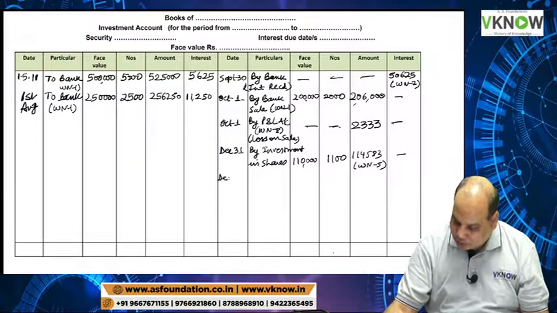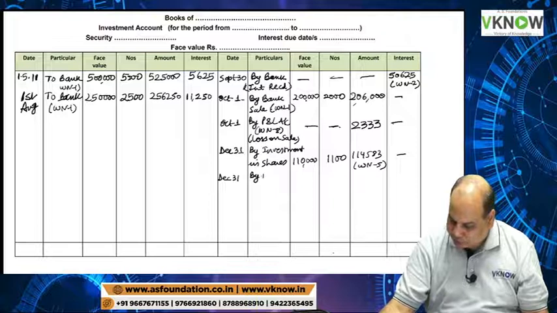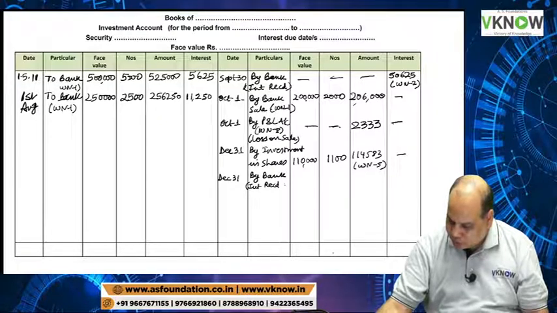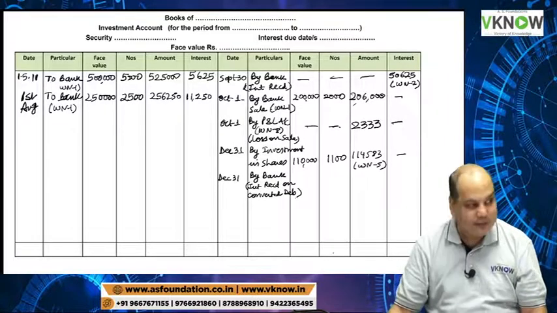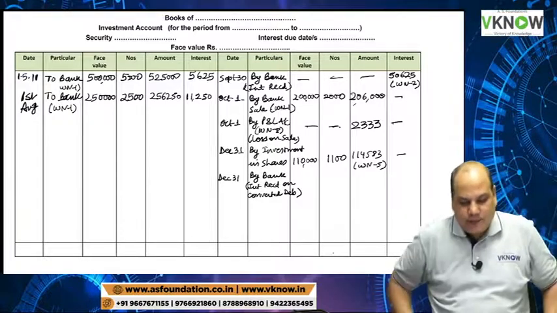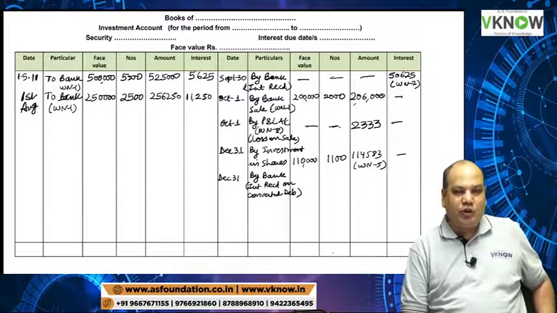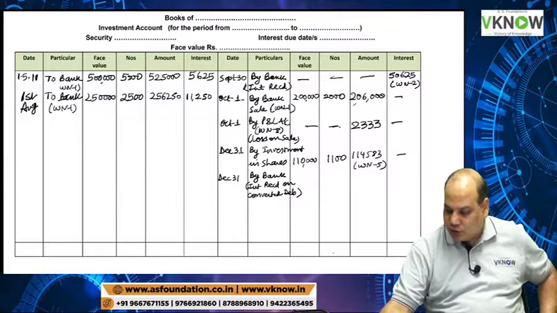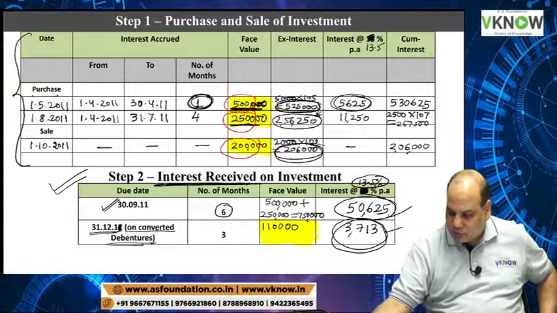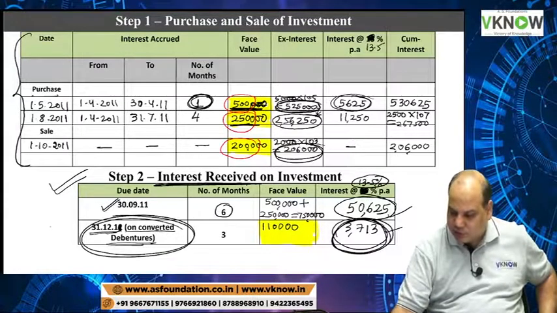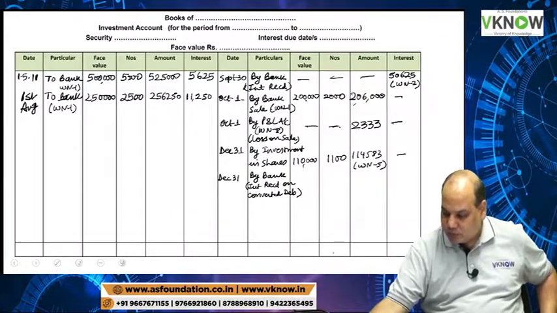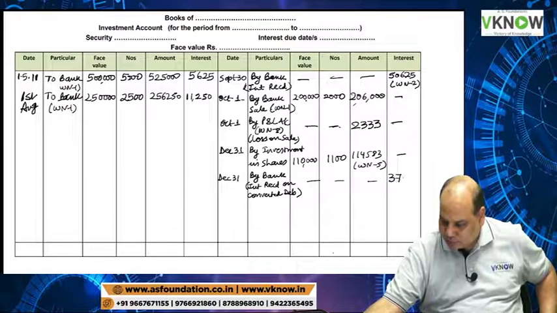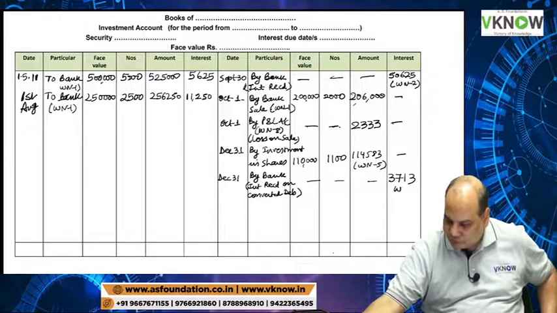And on the same date, by bank, interest received on converted debenture. For that you have to go to working note 2 on the screen below. 3713. I have written here interest received on converted debenture. So you will write in interest column 3713, working note 2.